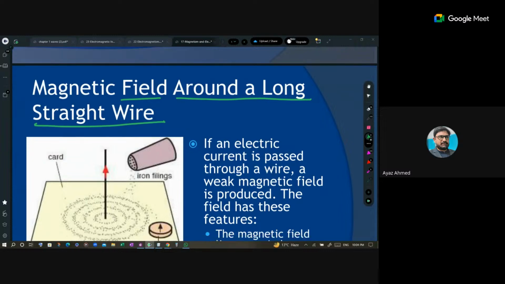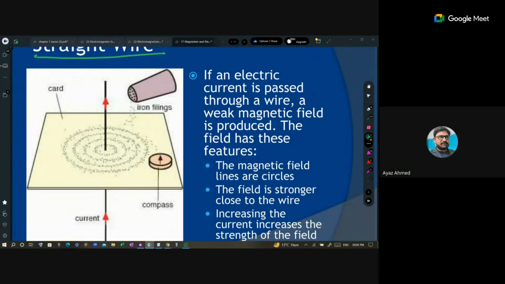Questions are asked to you. If you have a straight wire, right, and you make a hole in a cardboard and you spray some iron filings on that cardboard, and you provide current in this wire, then you will observe a strange behavior, that all these iron filings would become circular like this. They would accumulate themselves in a circular pattern.